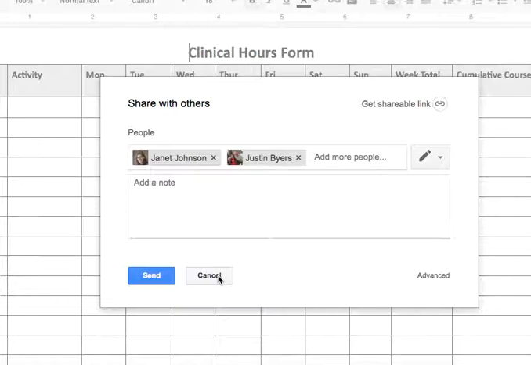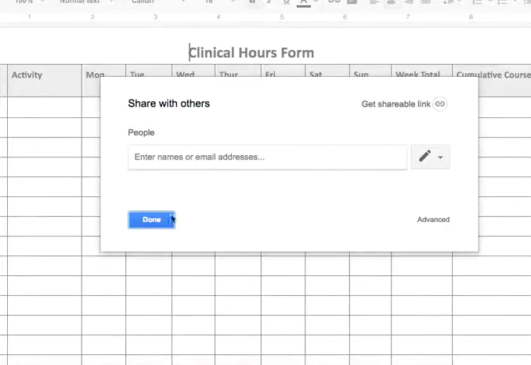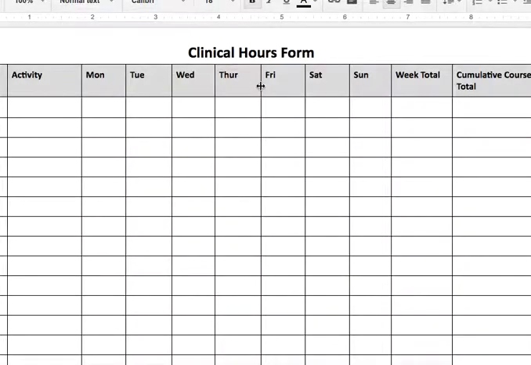That way I can see it. You can record your hours on here electronically. We won't have a risk of losing it. Justin can sign it electronically. So I encourage you to do that.